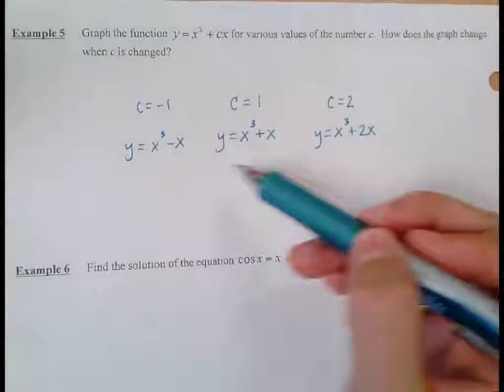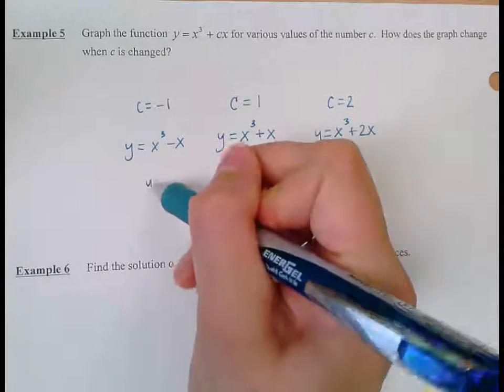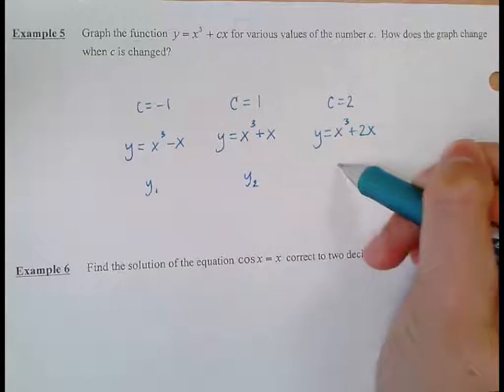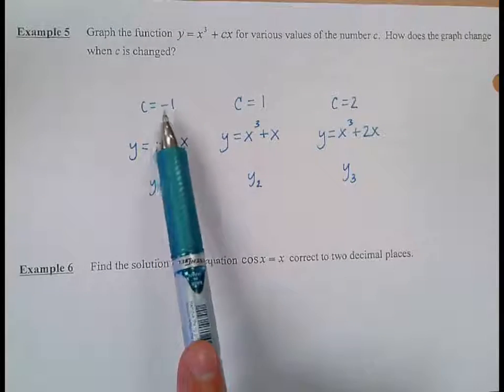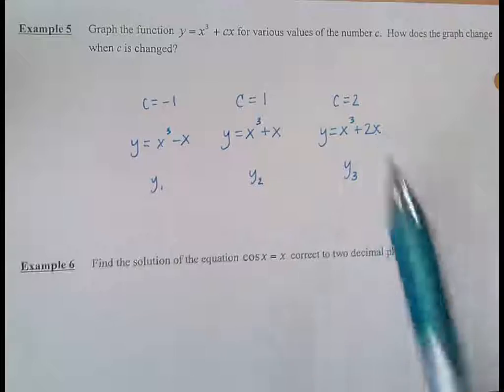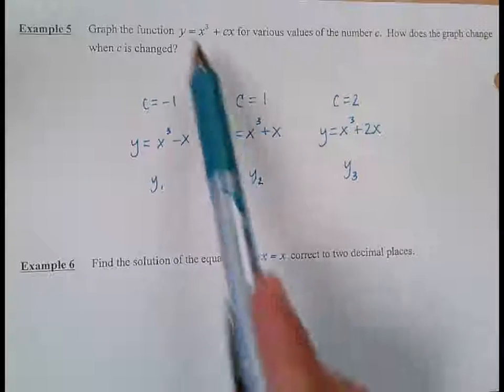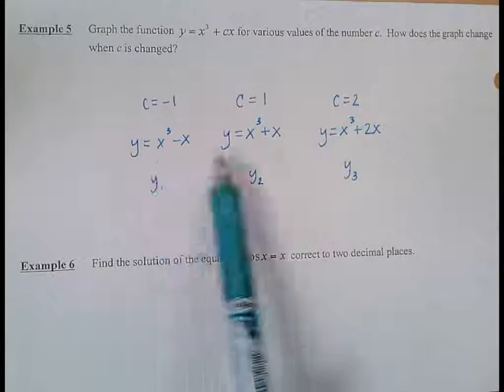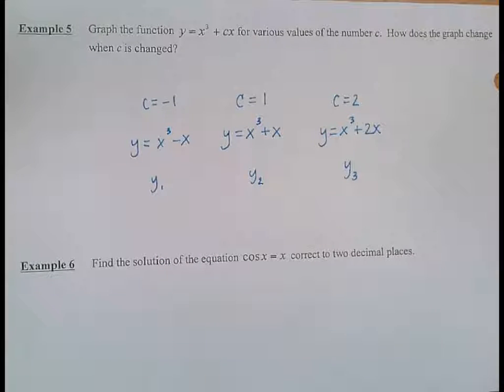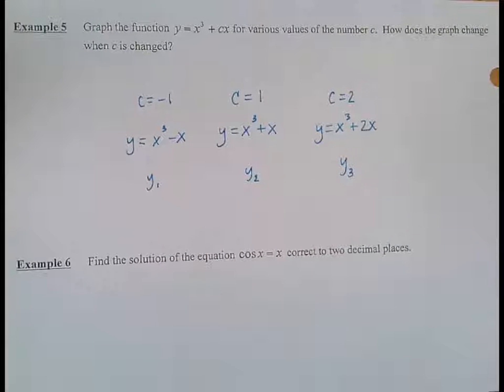And I said you could graph these all on the same screen. Maybe this is y1, this is y2, this is y3. And all you're doing is you're seeing how changing the value of c changes what the graph looks like. So this is a family of functions. They share common characteristics, but changing the value of c will change the graph. So there is some practice like this in the assignment, but I more so just outlined what that problem was asking. We didn't go through it in class.